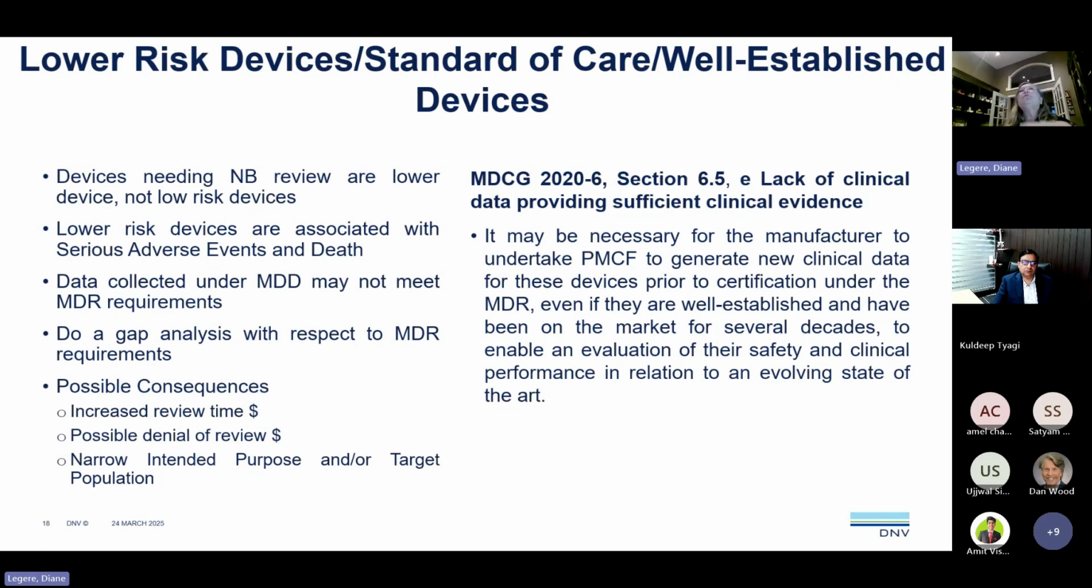Don't just find MDD in your documents and replace with MDR. Find essential requirements, replace with GSPR, please. It really requires a lot of effort, because here I have a list of possible consequences. Increased review time. It's going to cost a lot more money. There's possible denial of your review.